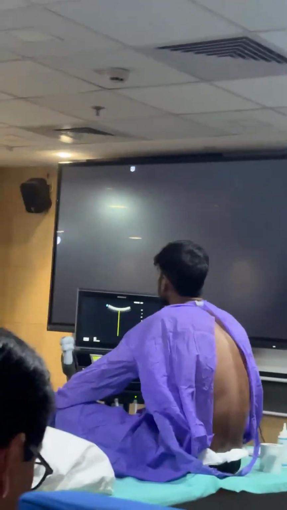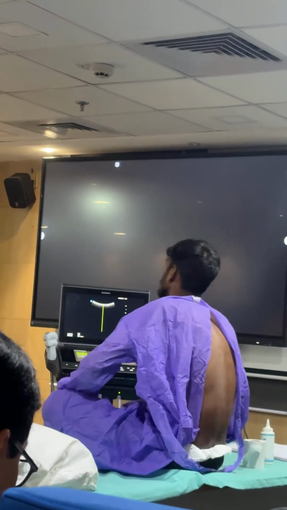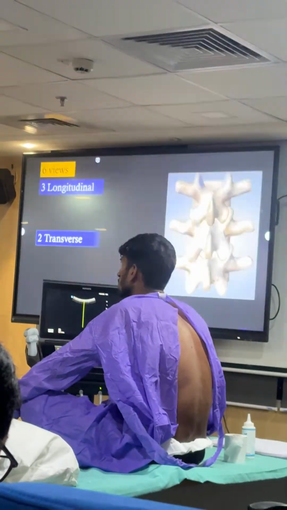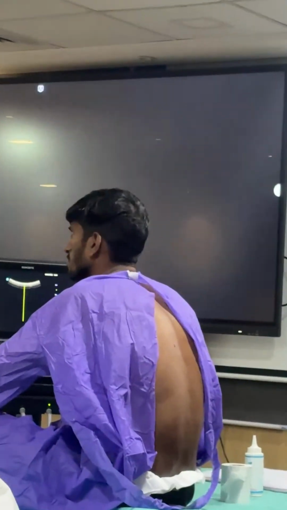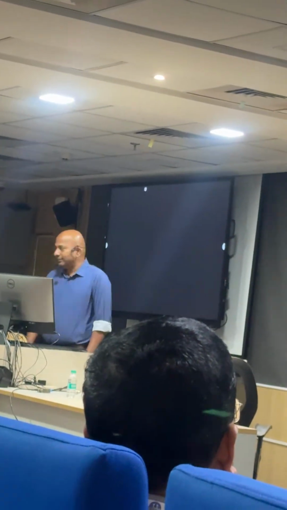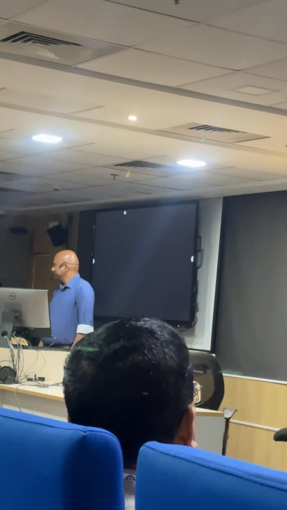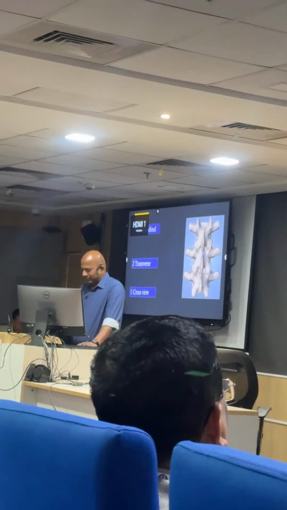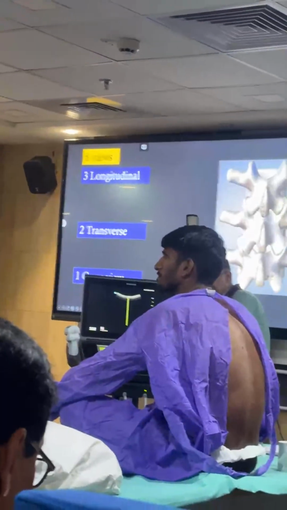We're going to look at the lumbar spine. There are 3 longitudinal views, 2 transverse views and 1 cross view. These are all the 3 different probe orientations through which we are going to look at the spine. So I'm going to make a small presentation to make you understand how the images are being generated, and then we will discuss this. So now there are 6 views.